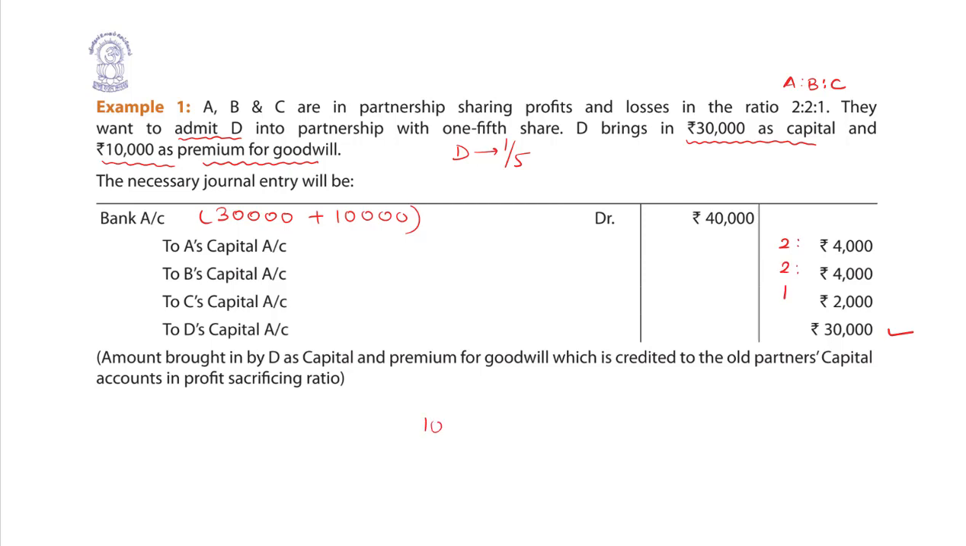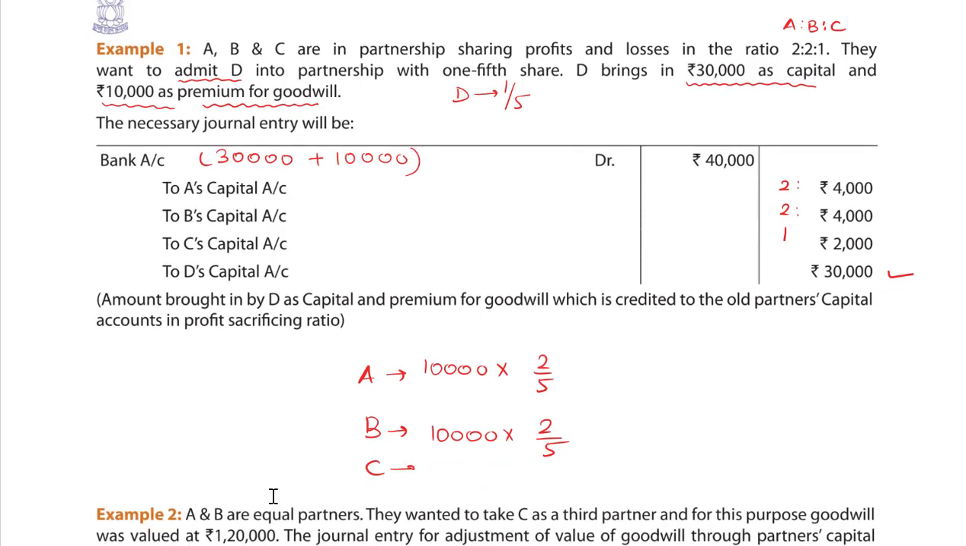So 10,000 multiplied by 2 by 5 is A's share, 10,000 multiplied by 2 by 5 is B's share, and for C, 10,000 multiplied by 1 by 5. It is 4,000, 4,000, and 2,000. A's capital account will be credited by 4,000, B's capital account credited by 4,000, C's capital account credited by 2,000. I believe you understood. Next example.